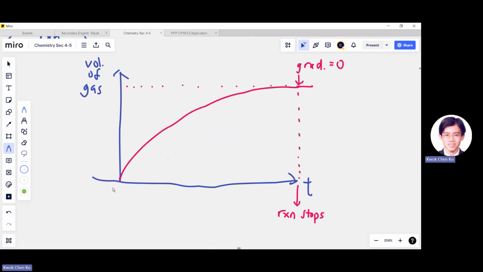The other thing is this. For volume of gas, it starts from 0. So by right, your curve should start from 0. Initially, there's no product.